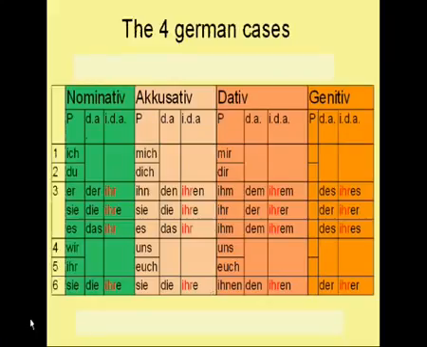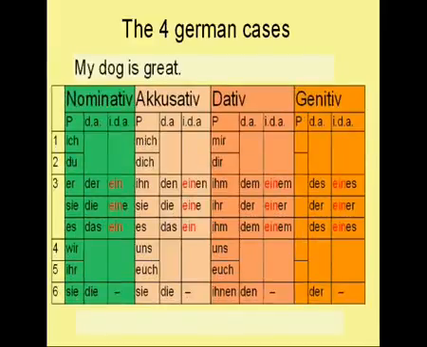and the word stem ein is replaced with the word stem ihr for every one of the 4 cases. Now let me give you some examples. How would you translate the sentence "My dog is great"? We know that my dog is the subject of the sentence, and therefore it's in the nominative case, right? We also know that dog is in the 3rd person singular and that it is masculine.